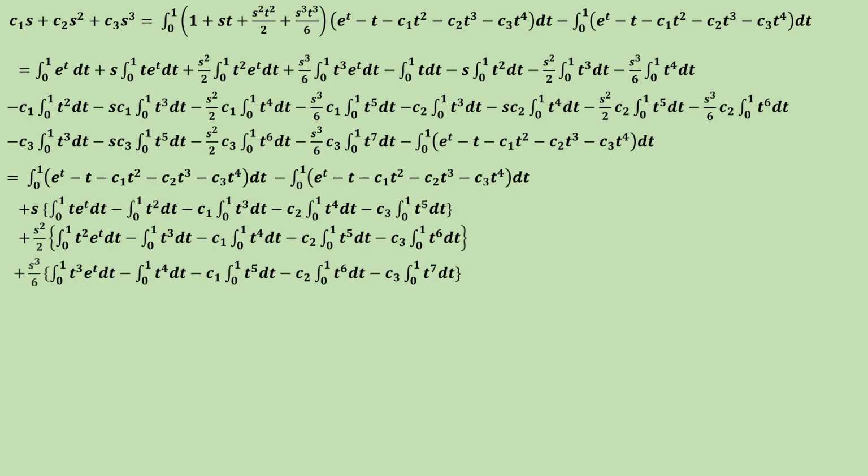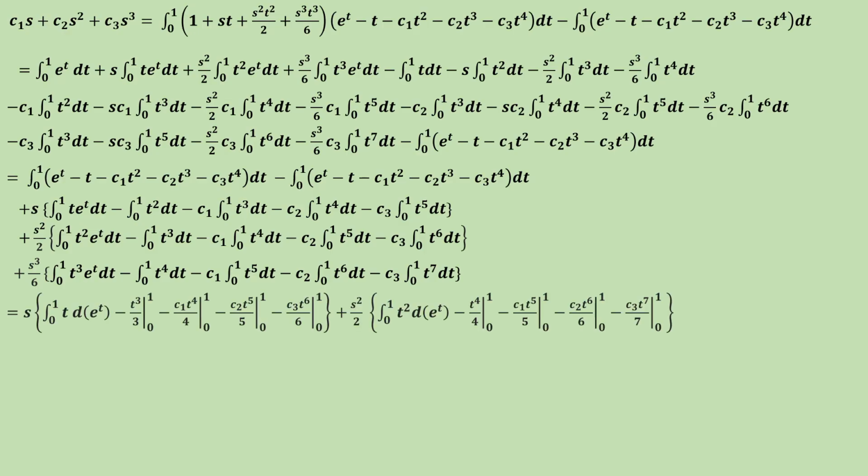Next, s cube by 6 terms, and we are grouping all the terms which are having s cube by 6. So s cube by 6 into integral 0 to 1 t cube e power t dt minus integral 0 to 1 t power 4 dt minus c1 integral 0 to 1 t power 5 dt minus c2 integral 0 to 1 t power 6 dt minus c3 integral 0 to 1 t power 7 dt. So that is equal to, first two terms, integral 0 to 1 e power t minus c1 t square minus c2 t cube minus c3 t power 4 dt, and the second term gets cancelled, both are same.